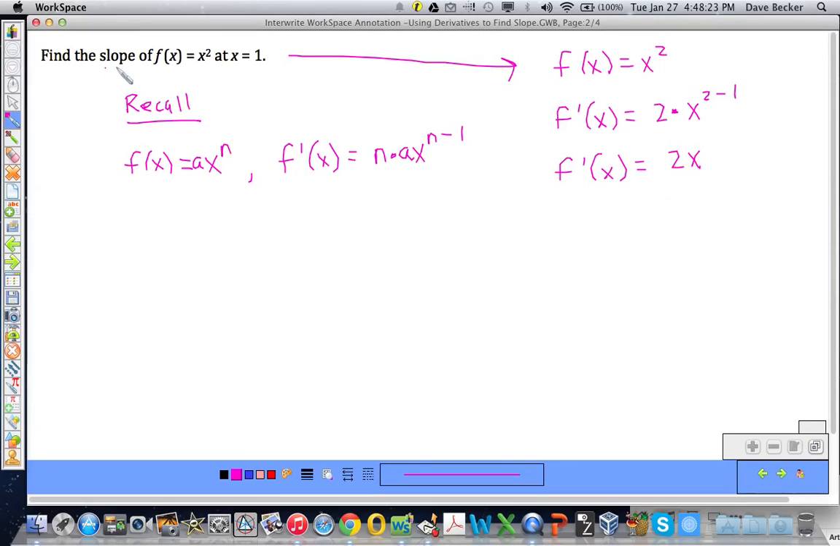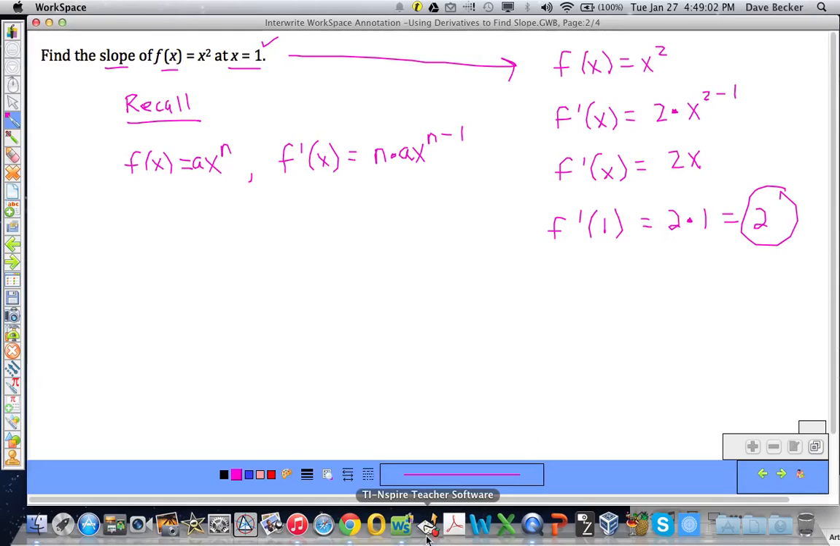So we want to find the slope of f of x at x equals 1. Well, the derivative gives us the slope of the tangent to the curve, or the gradient. Slope and gradient, same thing. So what we're going to do is replace x with 1, because that's the point that we're interested in. That's what we're talking about. So f prime of 1 is equal to 2 times 1, which is equal to 2. Okay? So the slope of the graph of y equals x squared at x equals 1 is equal to 2.